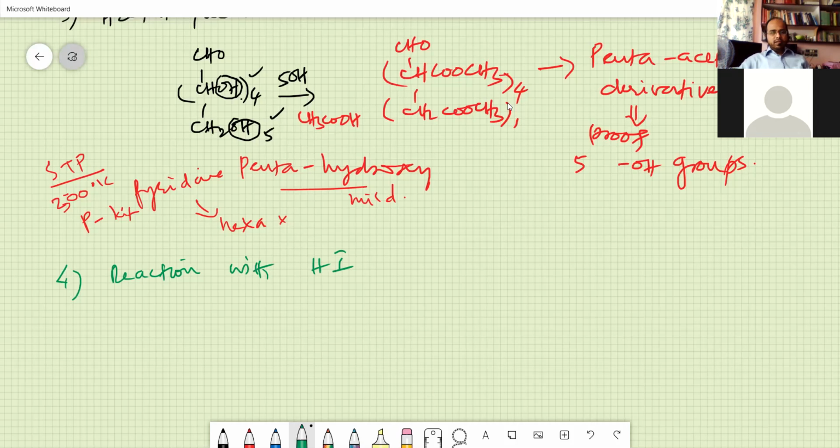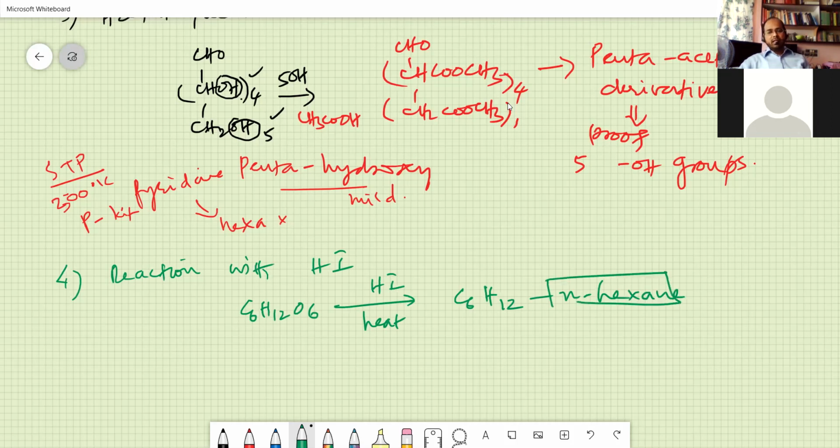That means, if you have C6H12O6 and you add hydrogen iodide and heat it, what do you get? C6H12. So this is normal hexane. That is how we call it normal hexane. What is the difference between normal hexane and other hexane? In the other hexane, you will have cyclohexane. Once you have cyclohexane, you will have chair form, boat form, and so many other derivatives, etc. But normal hexane tells you that it's not benzene.